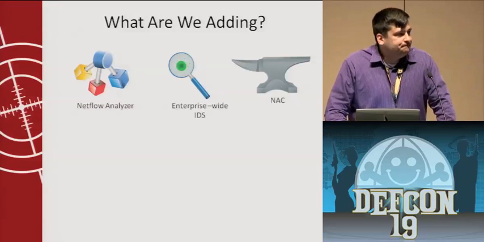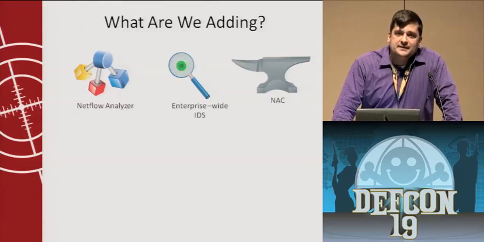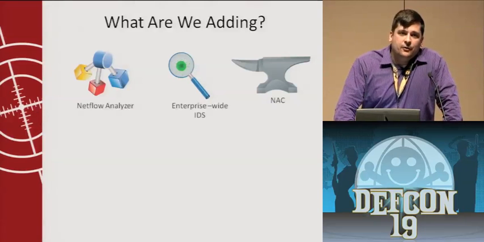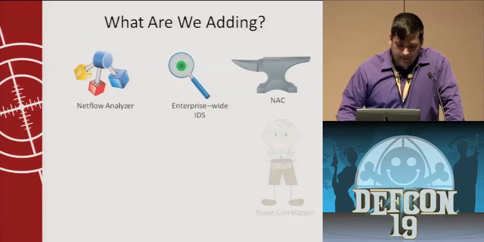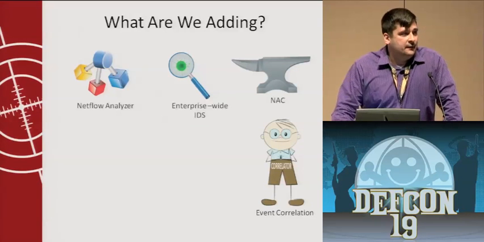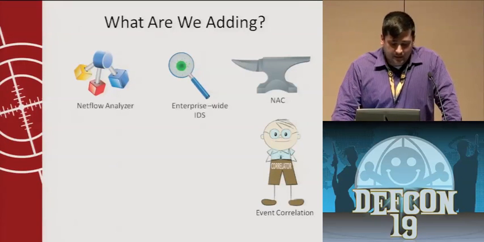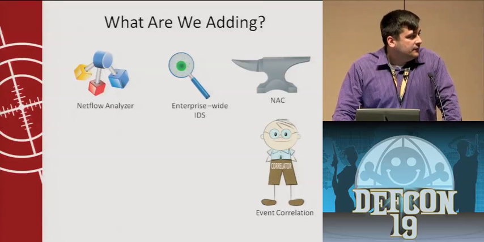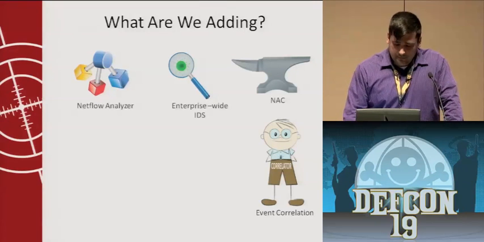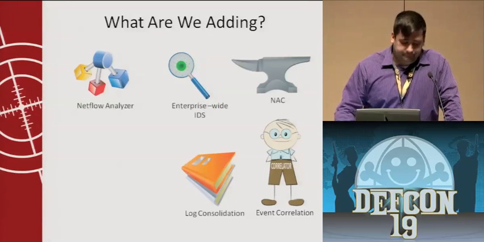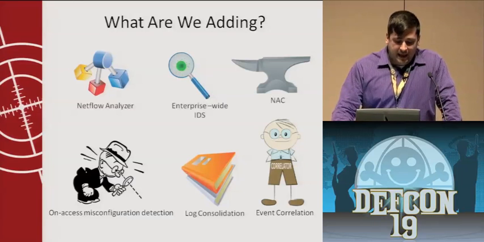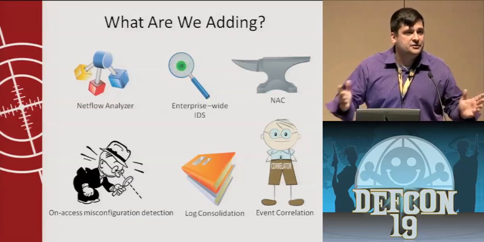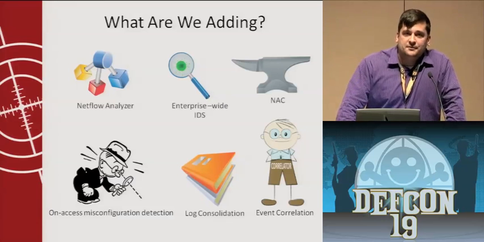Network access control. This is pretty straightforward too. It's a little different for cloud than it would be for a traditional environment, and I'll get to that in a minute. You're going to throw in an event correlator, and this is what's traditionally known as a SIM. For my use here, we're talking about a forensics analysis SIM rather than a regulatory SIM, as most people are familiar with it. Log consolidation and on-access misconfiguration detection. That phrase just means watching the network for new servers and services and checking them for very basic misconfigurations.